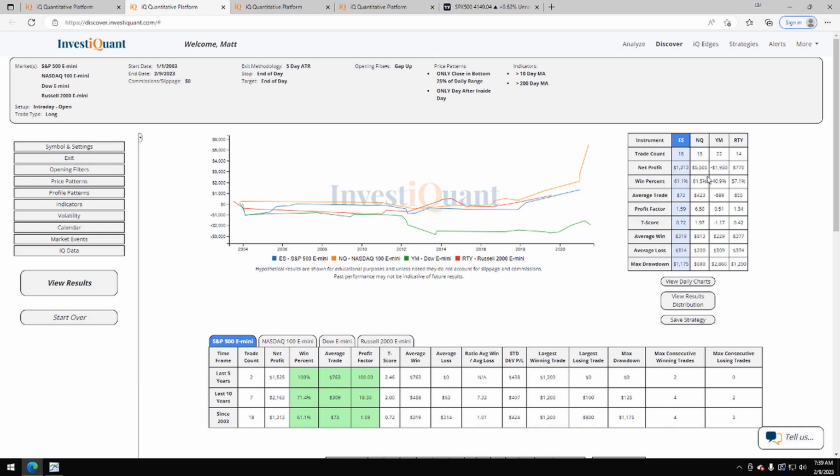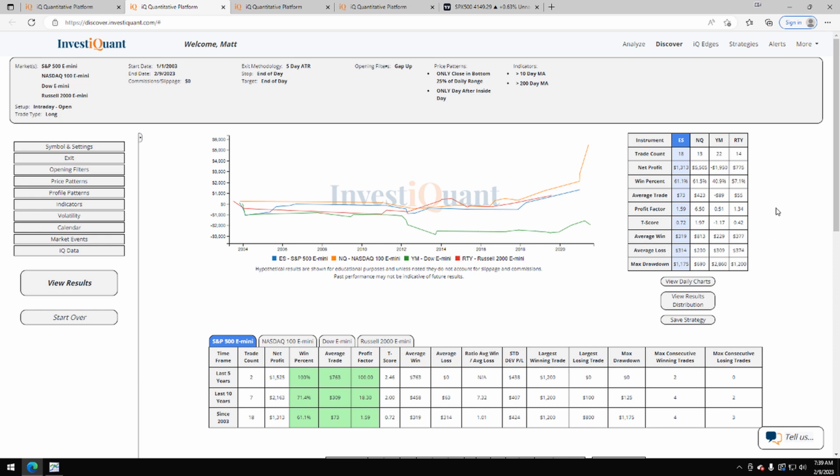If we look at the win rates on them, S&P coming in at 61% of these closing above the opening print for the day. The NASDAQ 62%, the Dow 41%, the Russell 57%. If we look at the average moves, very similar in size here for the S&P. The NASDAQ has a larger average win. The Dow has a larger average loss, and then the Russell very similar in size. So we're pretty mixed there on the average moves.